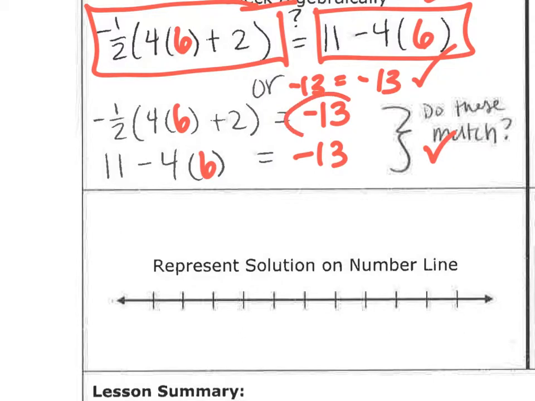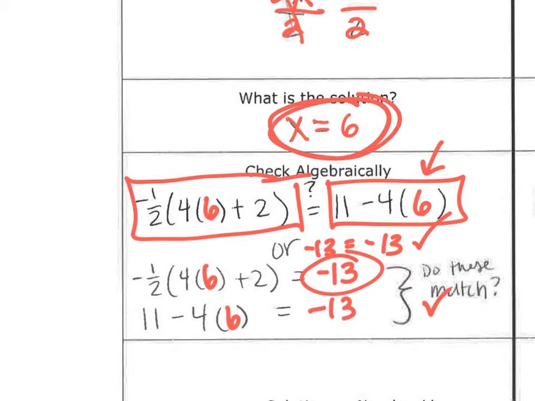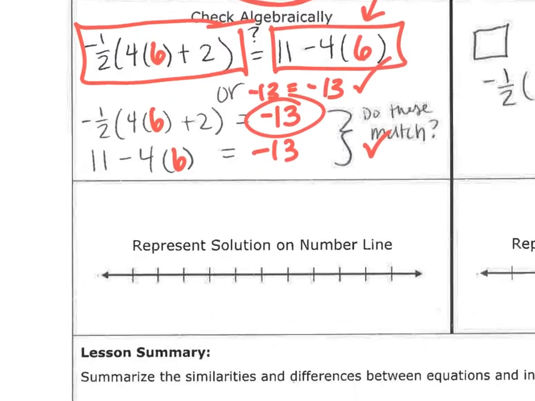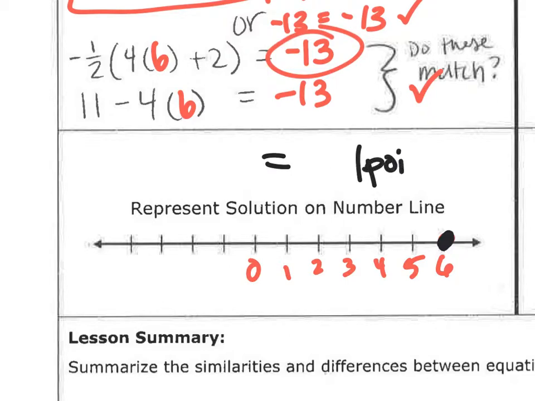Now our solution is not negative 13. Our solution is 6. The fact that we have negative 13 equaling negative 13 tells me that I have a true statement. So I have 0, 1, 2, 3, 4, 5, 6. I could have put that in a different place. Doesn't really matter as long as you label it and draw your point. So this is my solution. Notice I have an equation and I have 1 point.